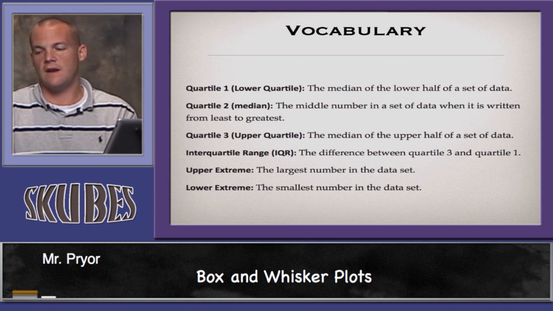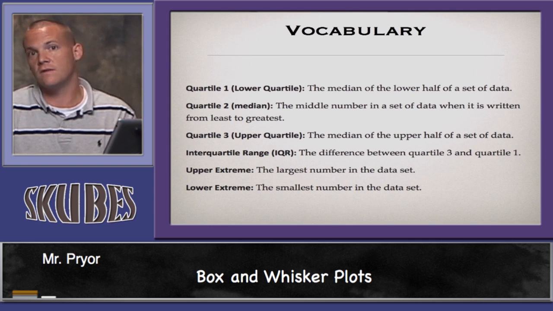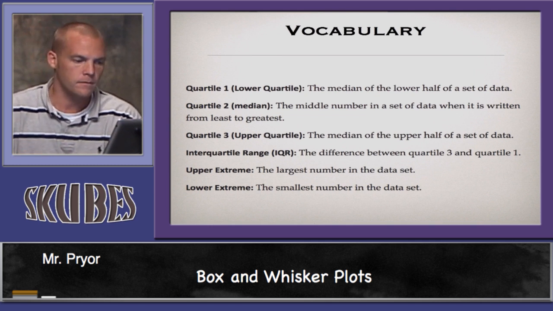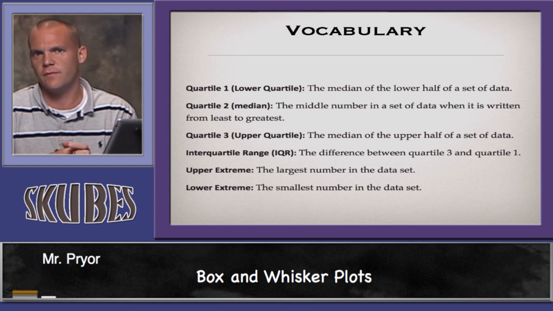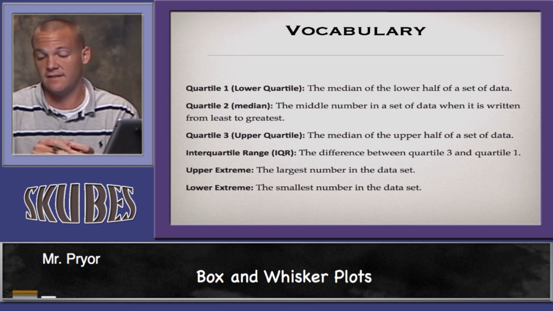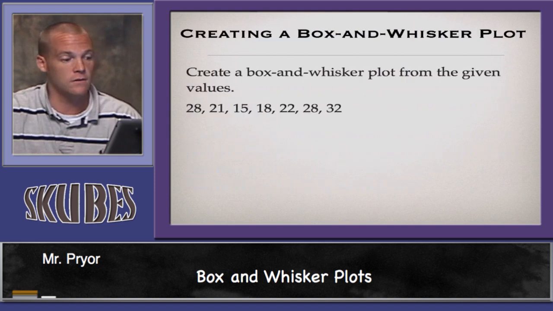You're also going to create an interquartile range, and that's going to be the difference between quartile 3, the upper quartile, and quartile 1, the lower quartile. And then the last two pieces of information are going to be the extremes, the upper and lower extremes. And really those are the easiest pieces of information here, because when you're looking at a data set, there's simply the largest and smallest number, and that's all. But again, I'll point that all out to you as we move through.